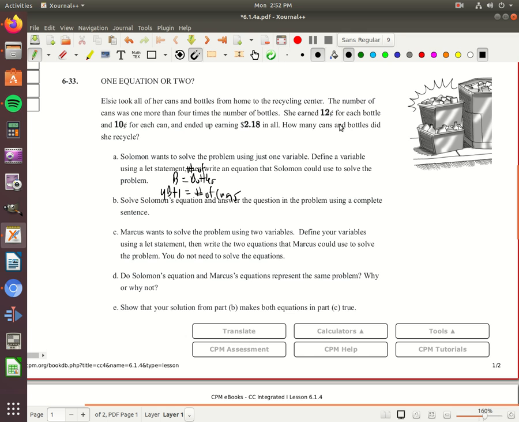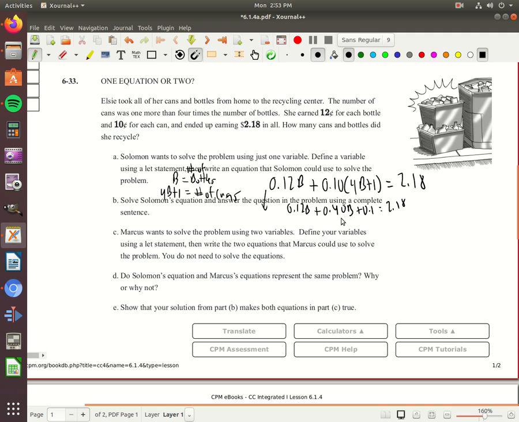She earned 12 cents for each bottle, so we'll say it's 12 cents for each bottle, and she earned 10 cents for each can, and the cans are known as 4B plus 1. And that's going to equal $2.18 in all. So we get 0.12B plus 0.40B plus 0.1 equals 2.18.